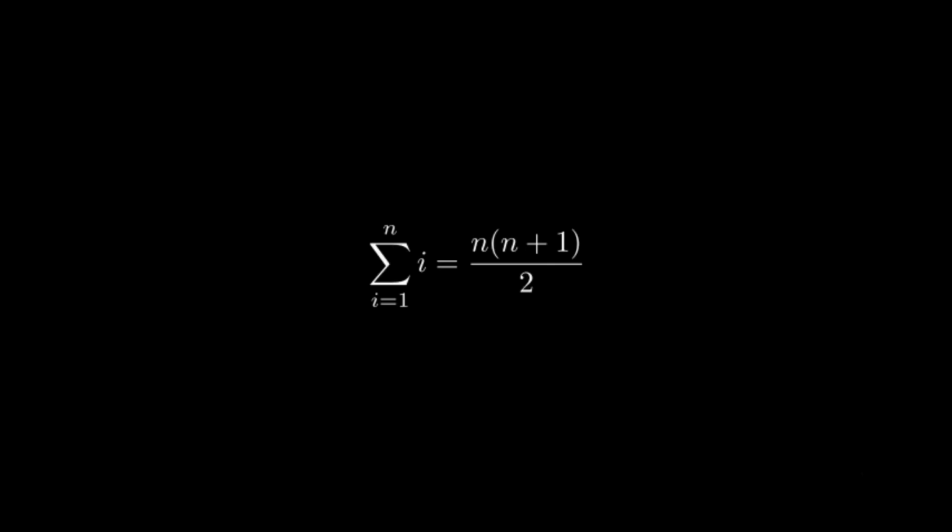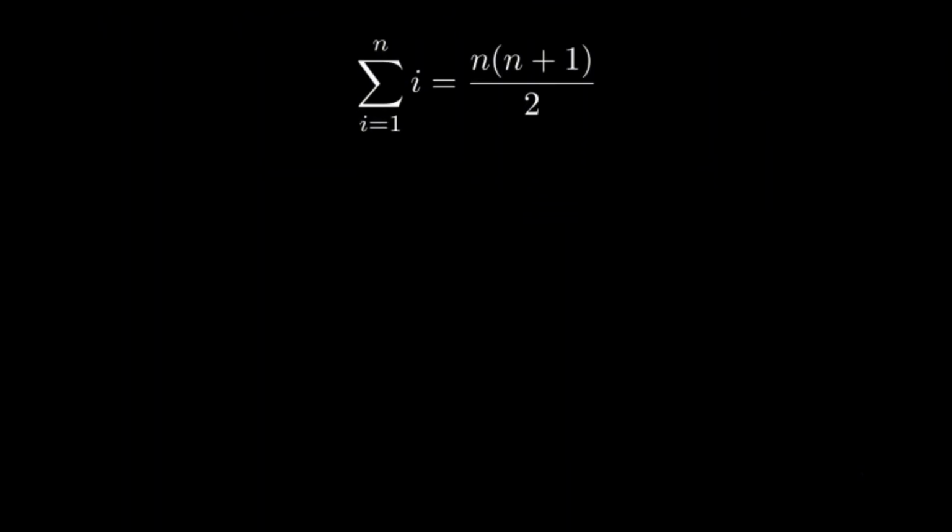This elegant formula, read as the sum from i equals 1 to n of i equals n times (n plus 1) divided by 2, gives us a direct way to calculate the sum without having to add all the numbers individually. You can verify this works for any value of n. The power of this geometric approach is that it helps us see why the formula works, not just memorize it. This same visualization technique can be applied to many other mathematical problems.